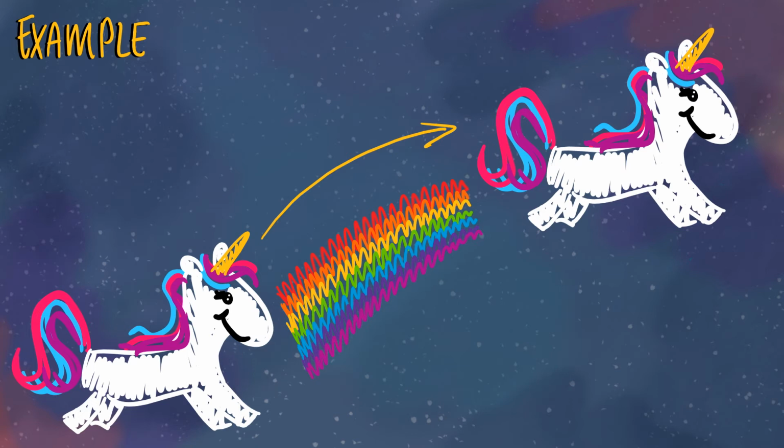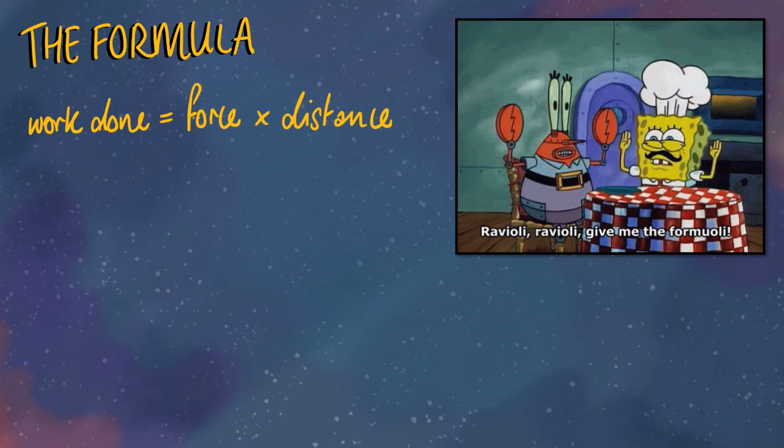And in this case the unicorn is the system, okay? Remember, that just means the object that we are talking about. So the unicorn is the system, and it has done work by transferring energy. Okay, we have a formula for this that I want you to write down, please. So work done equals force times distance. That is the formula for work done. Write it down, please.